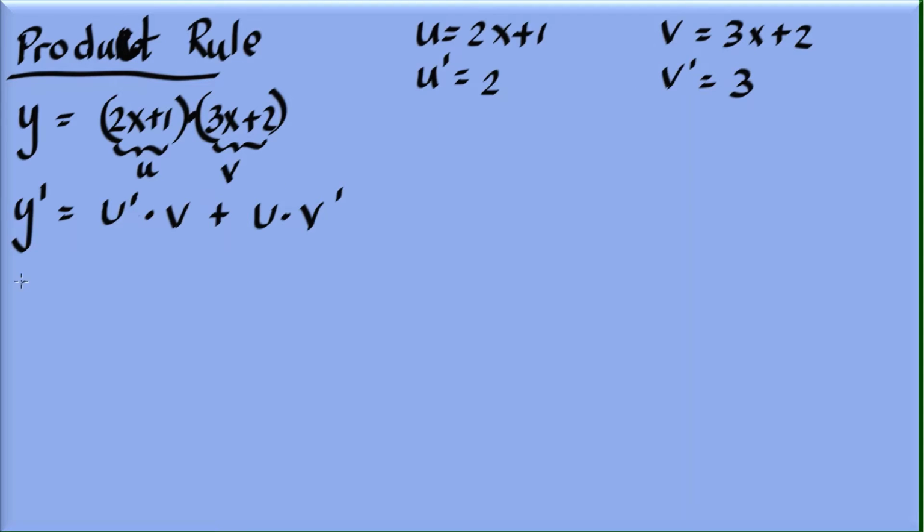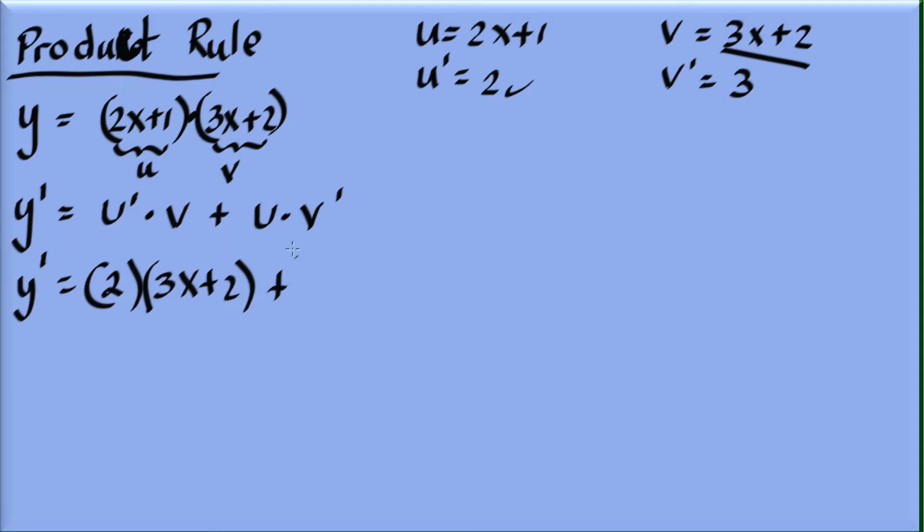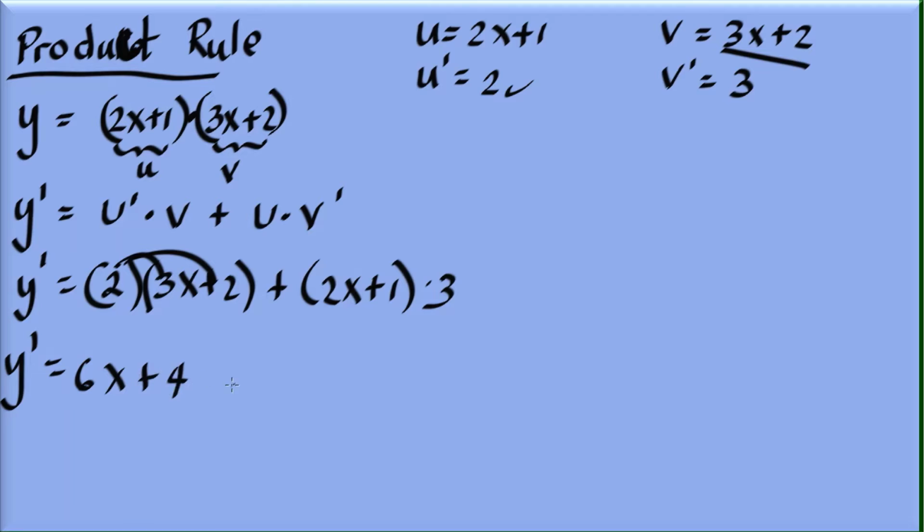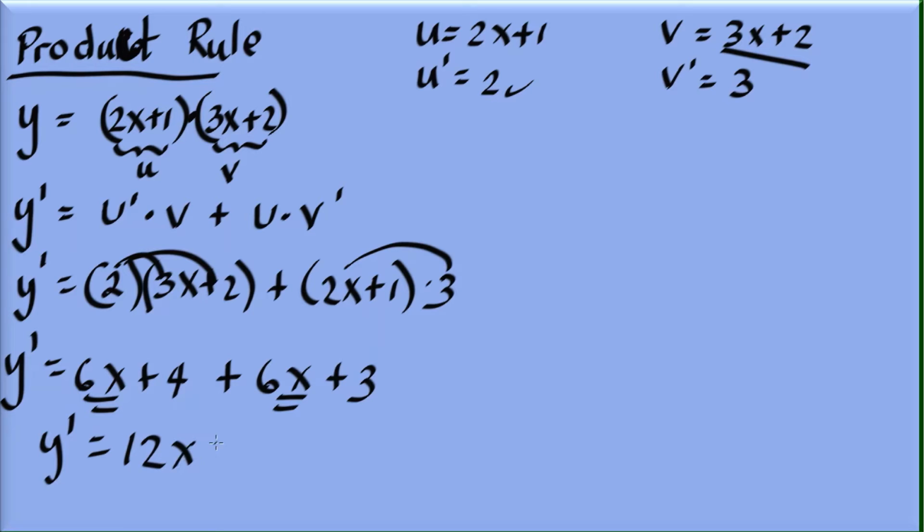So following this product rule, it says u prime, which is 2, multiplied by v, which is 3x plus 2, plus u, which is 2x plus 1, multiplied by v prime, which is 3. So this is product rule. Now you can distribute these. You get 6x plus 4, and then distribute the 3. You have 6x plus 3. So your y prime will be 6x and 6x is 12x plus 7.